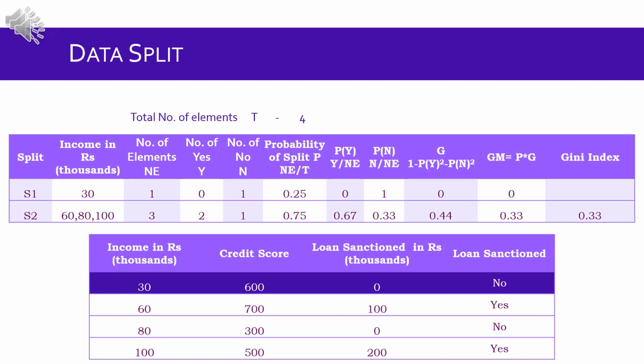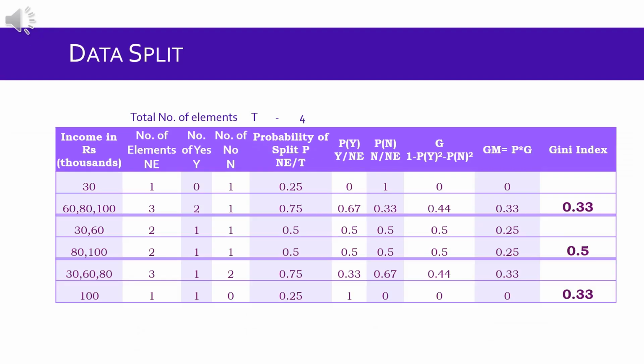Gini index is the sum of all Gini measures, that is 0.33. Gini index is used for selecting the best attribute for the split. Table shows the calculation of Gini index for all the 3 splits. Out of these, Gini index of 0.33 is the best.